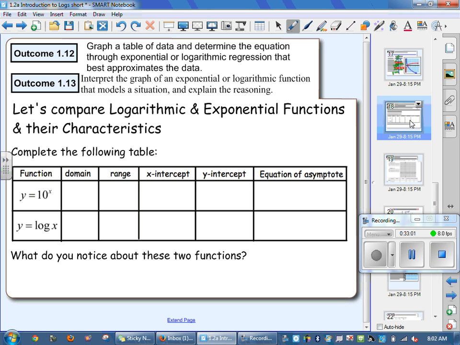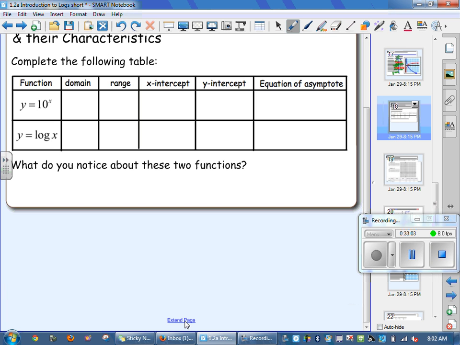Okay, about a couple minutes to look at that. So our domain, we know for an exponential, can be any real number. We don't have any boundaries. Same thing as we have on a range. No boundaries on our range for our log. So those get our x ∈ ℝ and y ∈ ℝ.